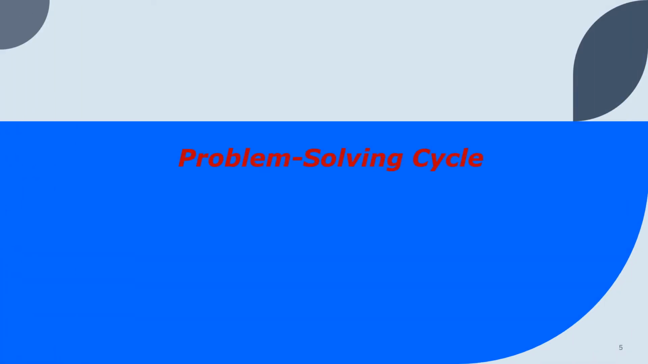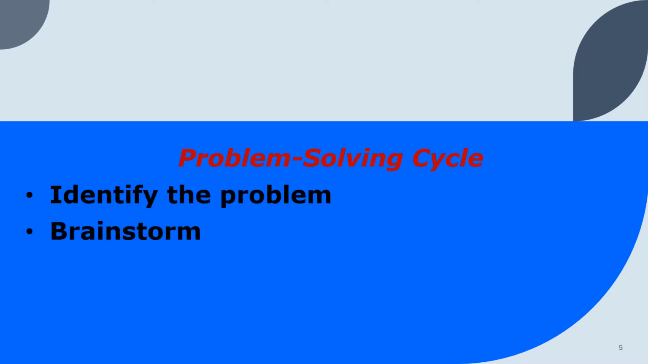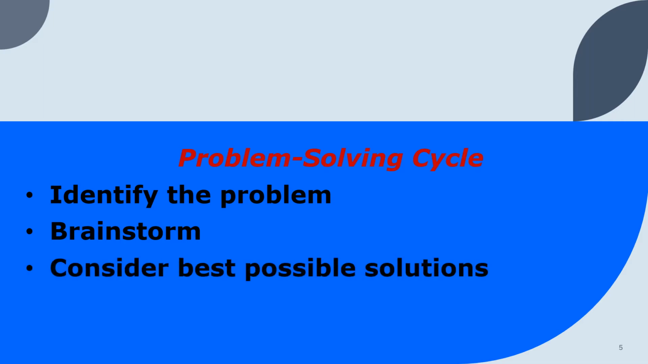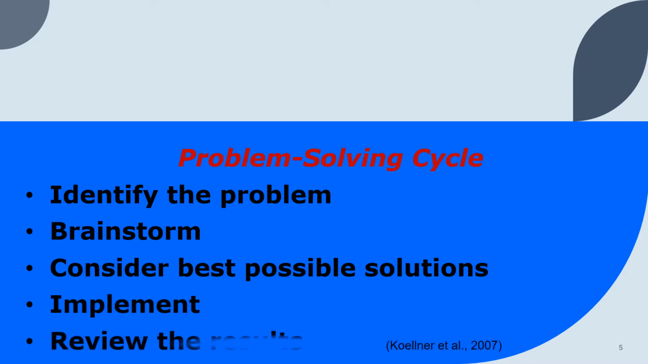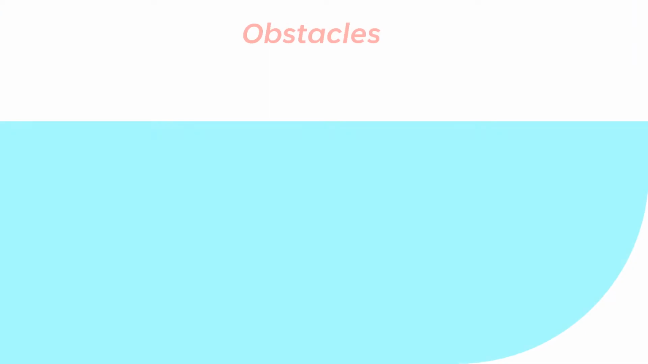A quick review. Problem-solving cycle: clearly identify the problem. Brainstorm possibilities. Choose the most viable solution. Implement it, and then review the results to see if in fact there's reliability and validity in the choice that was made.